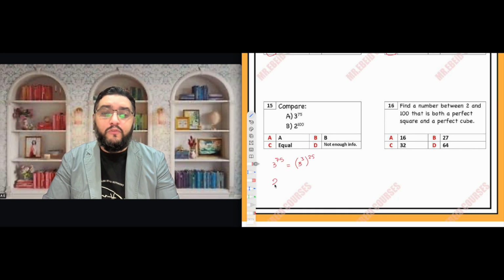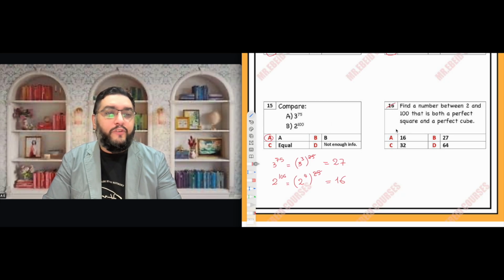The same for 2 raised to the power of 100. It's 2 raised to the power of 4, all to the power of 25. You can cross both radicals with each other, take the 25th roots. So 3 power 3, which equals 27, and 2 power 4, which equals 16. So A is greater. Next question, question 16.